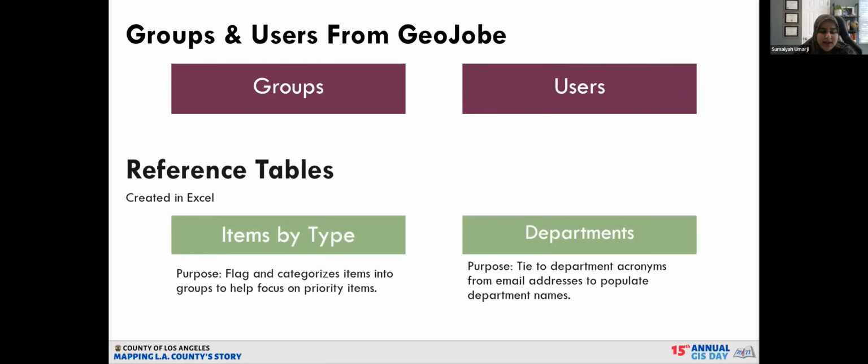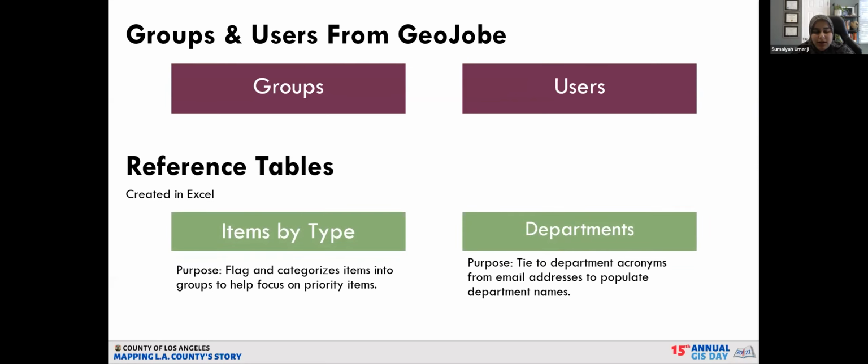So along with these extracted data sets that we pull, whenever we are updating our reports, we have these reference tables that I've set up in Excel. The goal for these reference tables is to help enhance the extracted data that we have. So the first is an items by type table. The purpose is to help flag and categorize items into groups and to help focus on primary items.